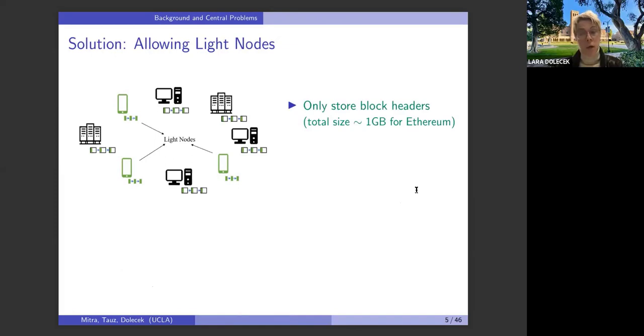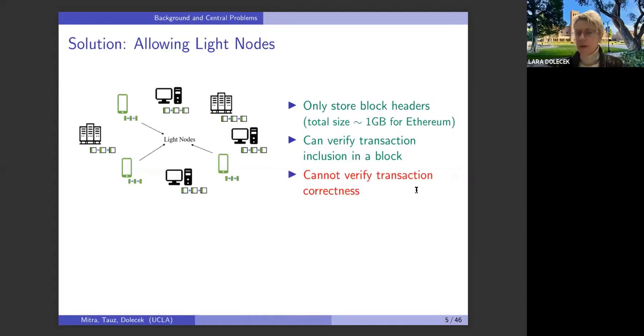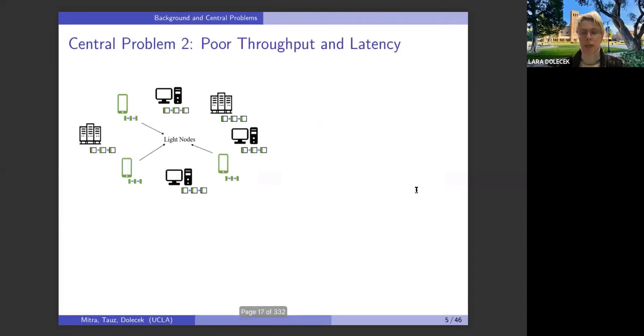They only store block headers, so it's a much smaller fraction of the storage requirement than what a full node would have to do. They can verify transactions included in a block, but they cannot verify transaction correctness. And they need to rely on an honest full node to let them know that something has gone wrong, which is fraud notification.